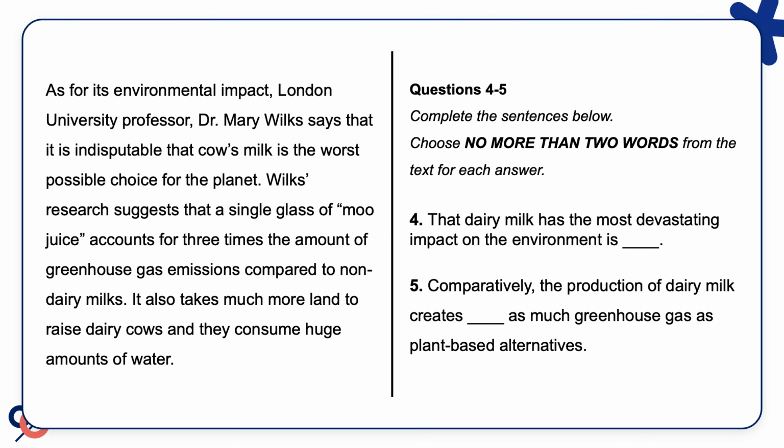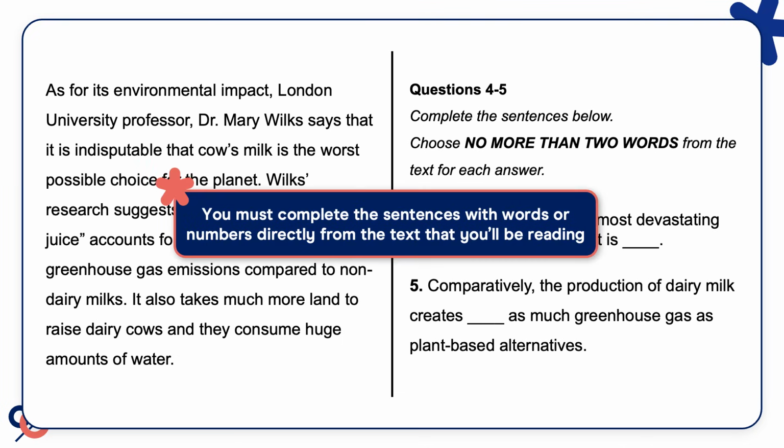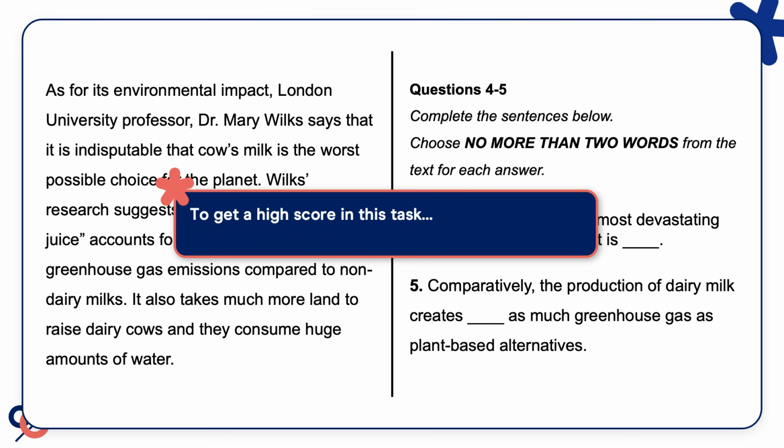This task is fairly straightforward. You must complete the sentences with words or numbers directly from the text that you'll be reading. To get a high score in this task, it's important to use the E2 method to help guide you to the correct answers. For those of you doing IELTS Academic, sentence completion will appear in section 1 of the reading test, but if you're doing IELTS General, sentence completion will appear in section 3 of the reading test.